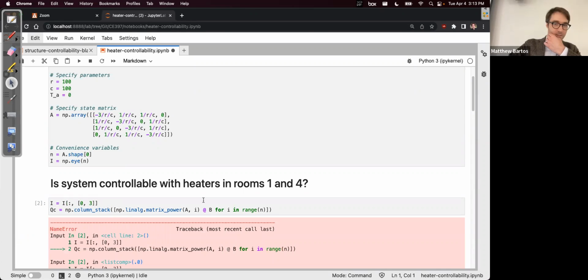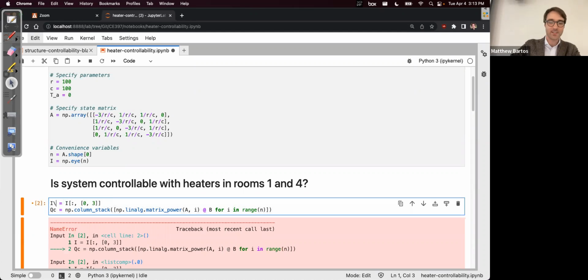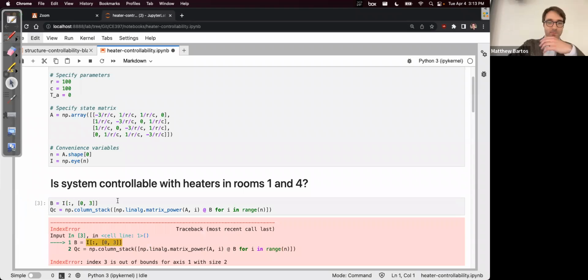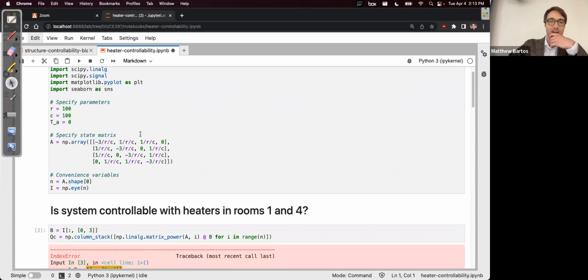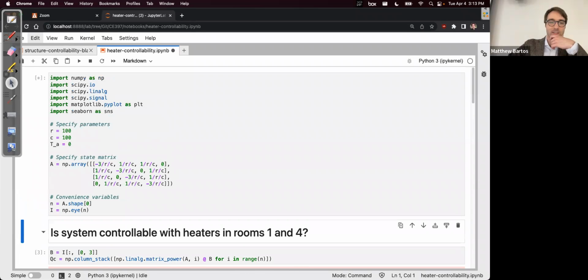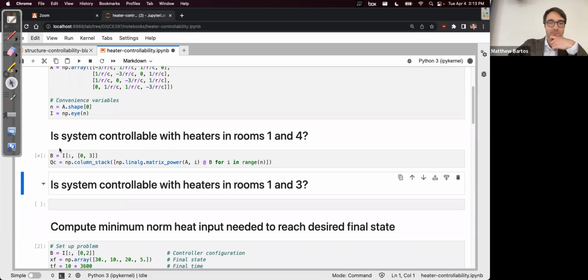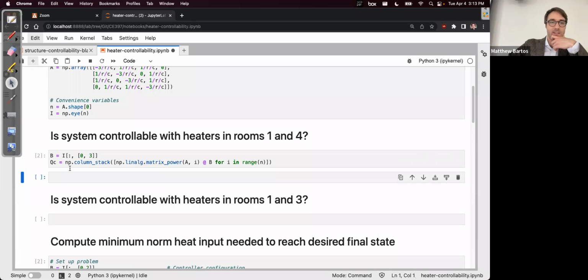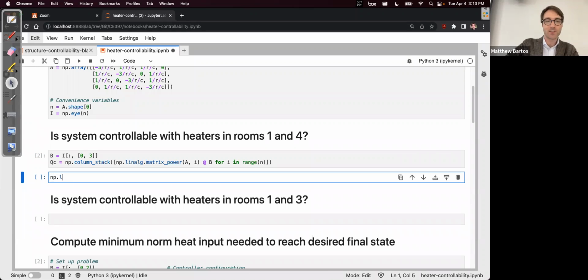Oh. Sorry, that is correct. I think it's because I set I. So let me just restart here. Okay, so let's take a look at our controllability matrix.